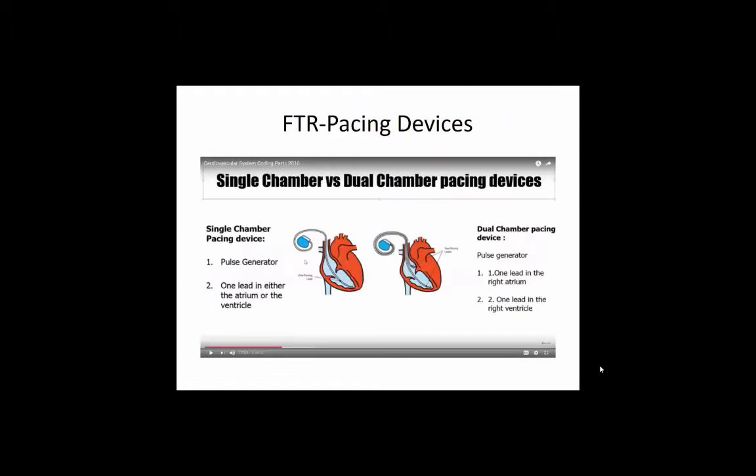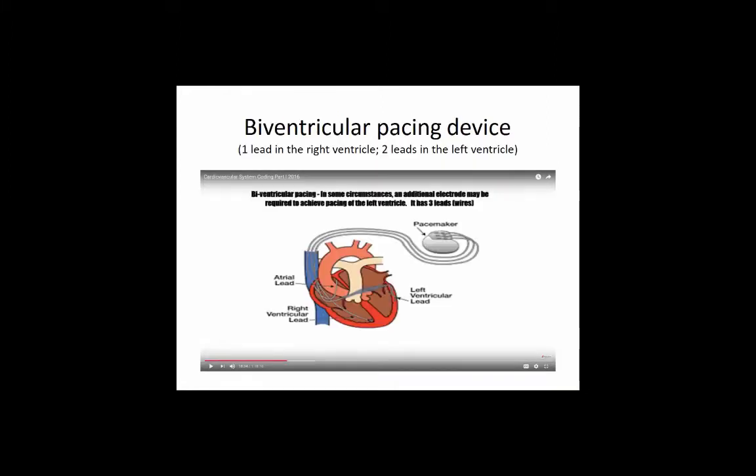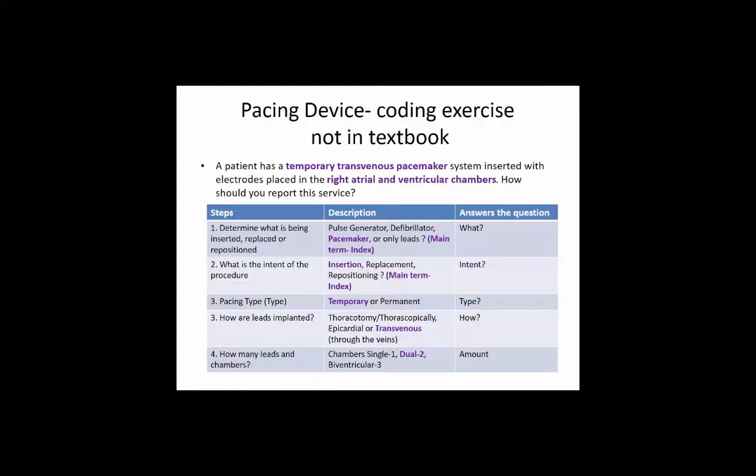Here's some diagram for a single chamber versus a dual chamber pacing device. And you see a single chamber is a pulse generator and one lead. Dual chamber pacing device is a pulse generator, one lead in the right atrium and one lead in the right ventricle. A biventricular pacer can have three leads. In this example, there's one lead in the right ventricle and two leads in the left ventricle. Now I want to look at some questions that have to do with pacing devices.